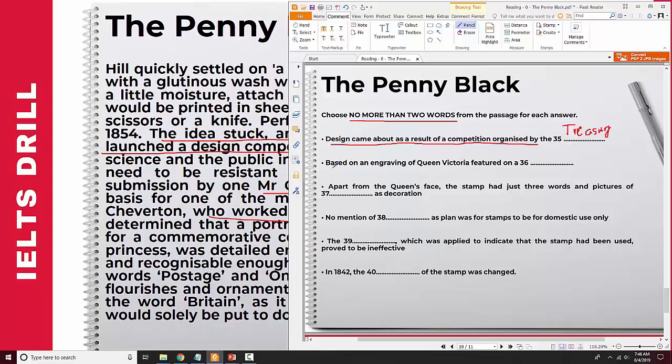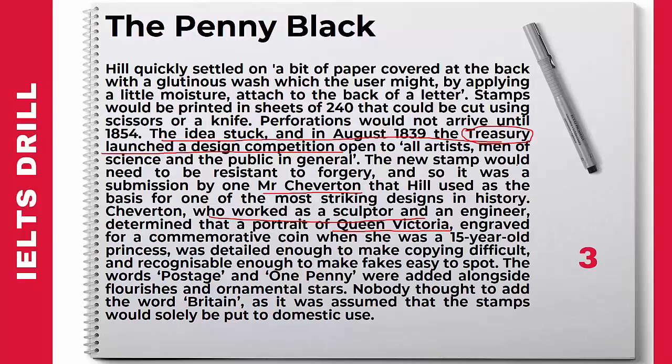Okay, based on an engraving of Queen Victoria featured on a dash. Okay, so let's read this part particularly, because this is not an easy question. The new stamp would need to be resistant to forgery, and so it was a submission by one Mr. Cheverton that Hill used as the basis for one of the most striking designs in history. Cheverton, who worked as a sculptor and engineer, determined that a portrait of Queen Victoria engraved for a commemorative coin, where she was a 15-year-old princess, was detailed enough to make copying difficult and recognizable enough to make fakes easy to spot.